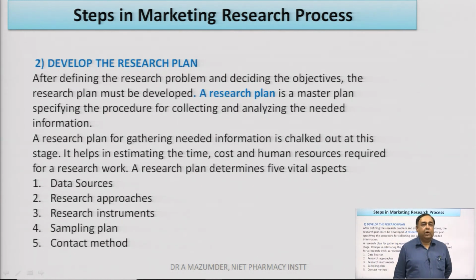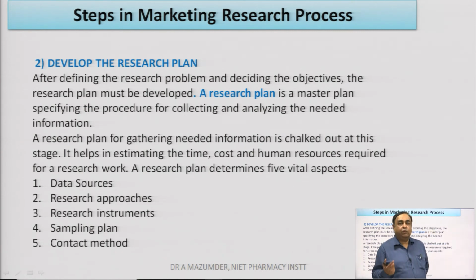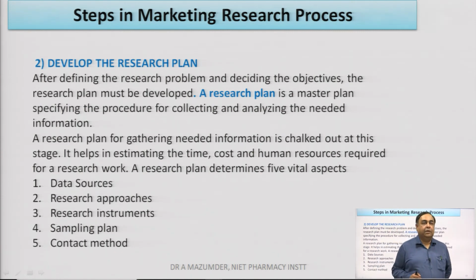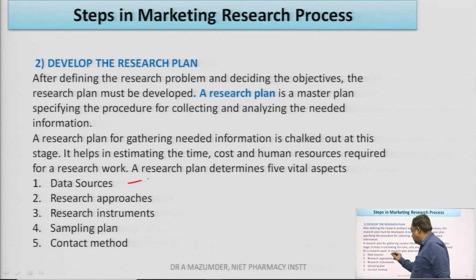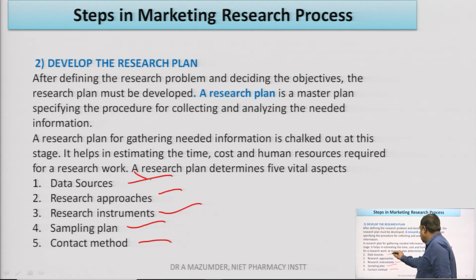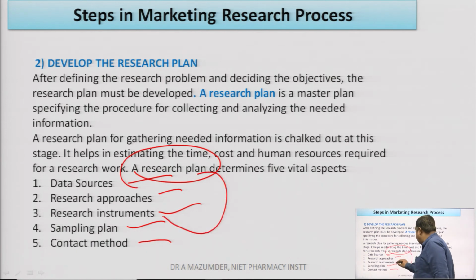Next, you have to develop the research plan, that is, how you have to collect. The research plan is a master plan specifying the procedure for collecting and analyzing the needed data. That can be done in terms of data resources, research approach, research instrument, sampling plan and contact method. These are the main functions of the research plan.